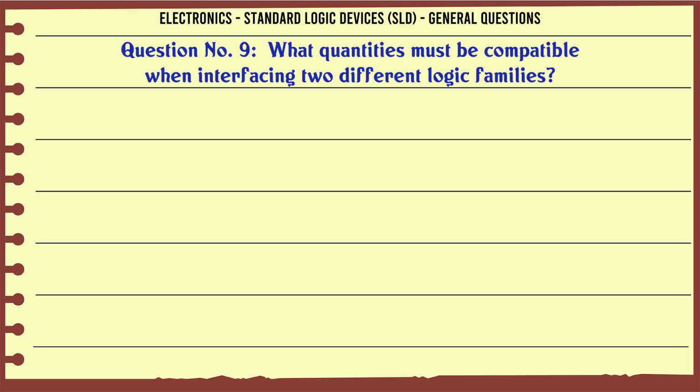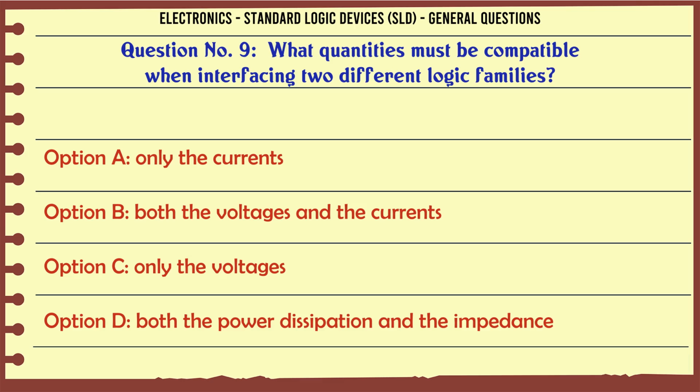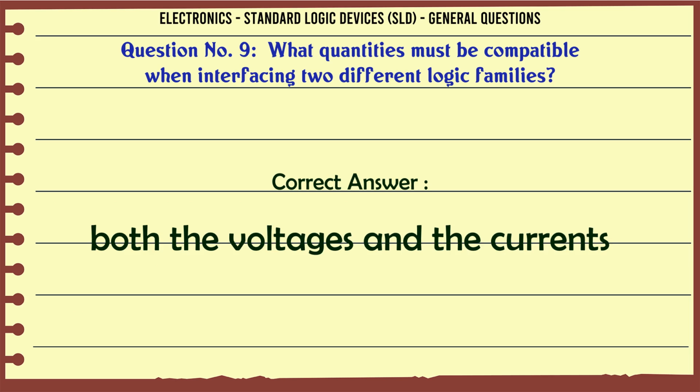What quantities must be compatible when interfacing two different logic families? A. Only the currents. B. Both the voltages and the currents. C. Only the voltages. D. Both the power dissipation and the impedance. The correct answer is both the voltages and the currents.